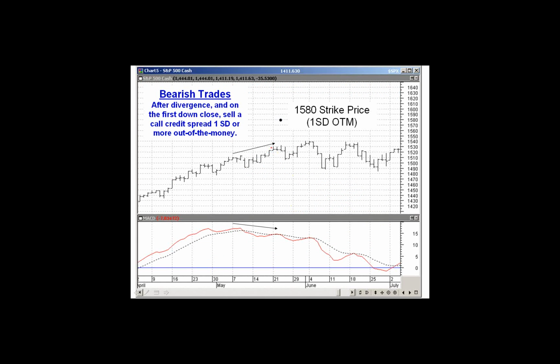Here we just wait for a down close. Once we have divergence, on the first down close, we sell a call credit spread, a standard deviation away. So when we had divergence, we waited for that first down close, and boom, we sold a premium right there. Okay? And then clearly, even though price kind of even went up a little bit, it didn't go up and hit that strike.